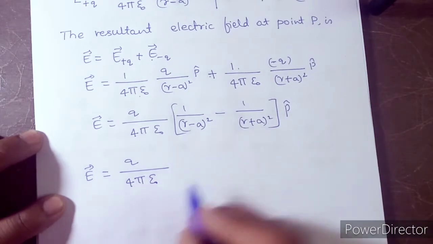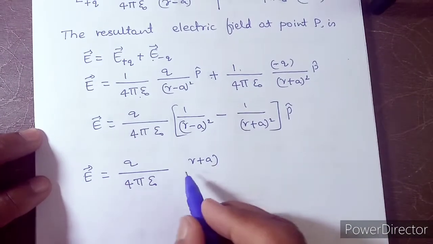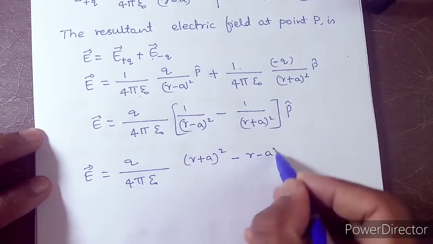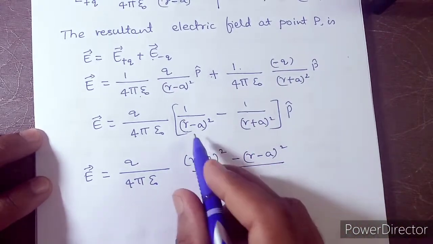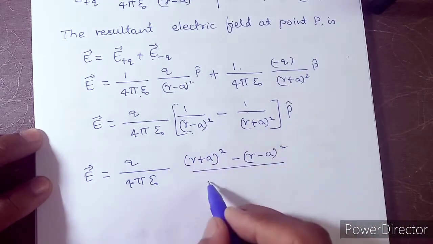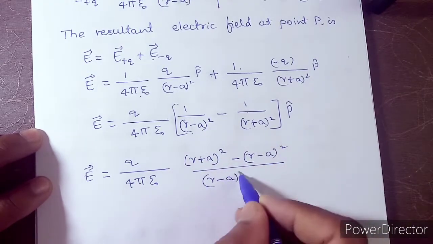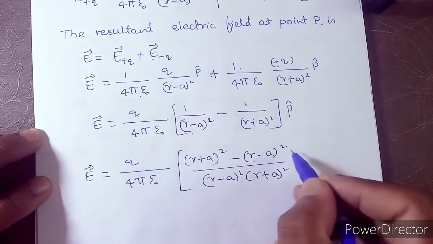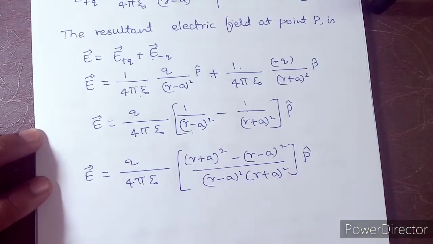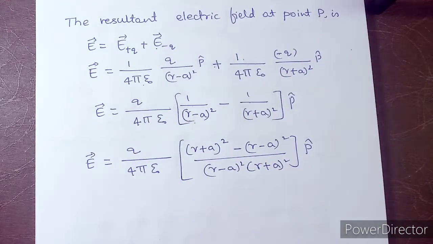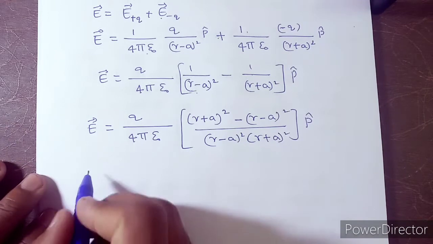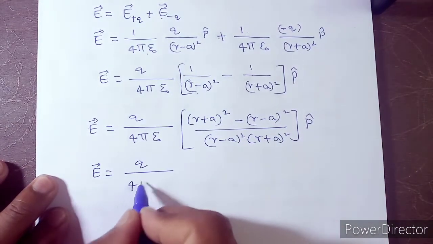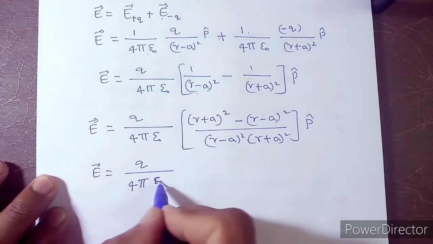So if we take LCM for this, we will get (R plus A) whole square minus (R minus A) whole square divided by (R minus A) whole square into (R plus A) whole square, into P cap. Simple mathematics. So if we have a good grip on mathematics, you can easily solve this. So E is equal to same Q divided by 4 pi epsilon naught.